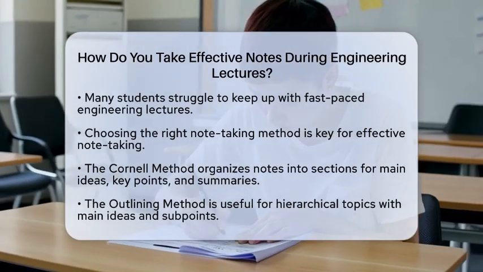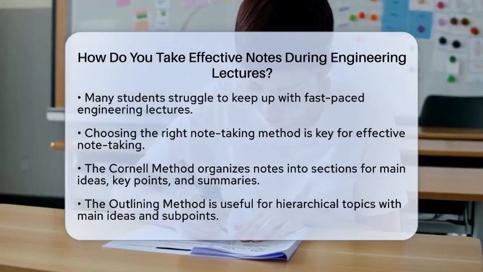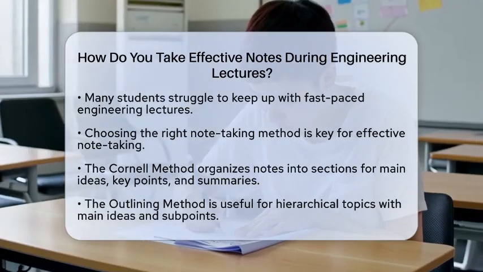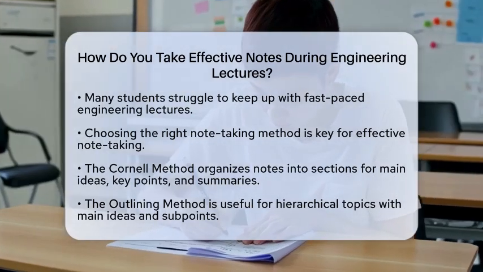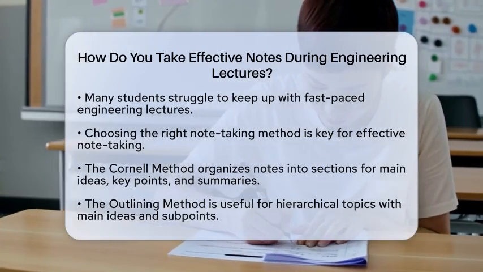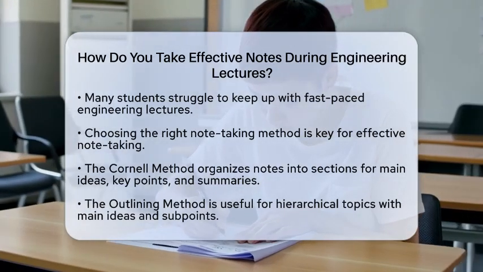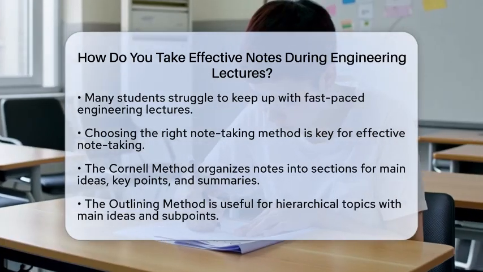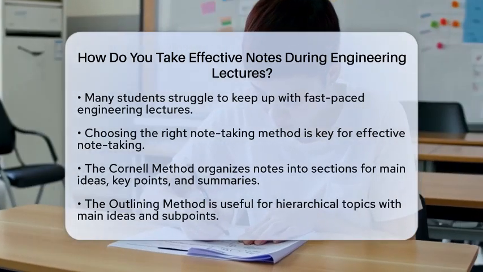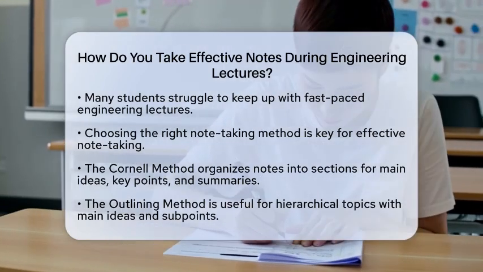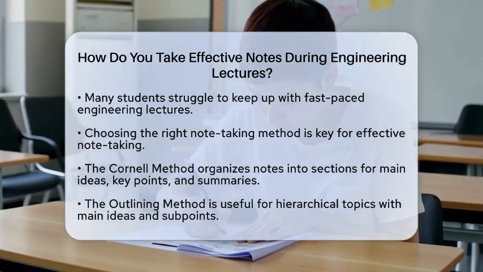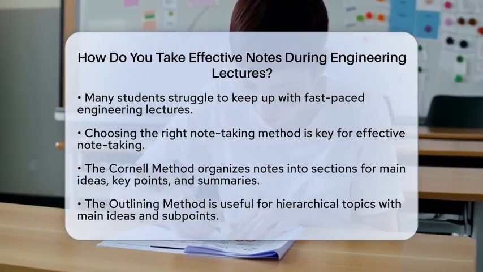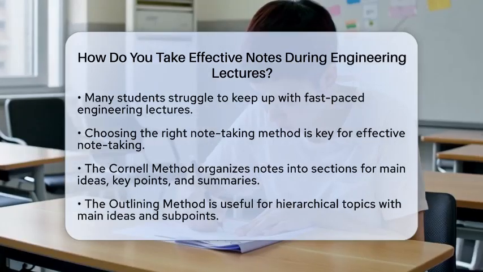First, choosing the right note-taking method is essential. The Cornell Method is a popular choice among engineering students. It divides your page into sections, allowing you to write your lecture notes in the main area. After class, you can fill in the left column with key points or questions and summarize the lecture at the bottom. This structure helps you focus on the main ideas and makes reviewing easier later.